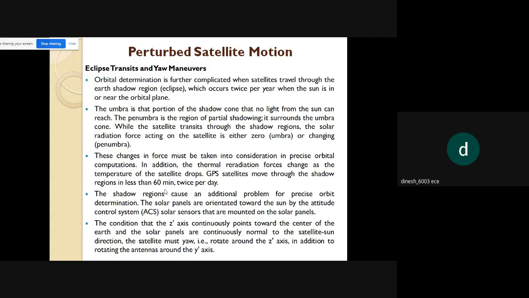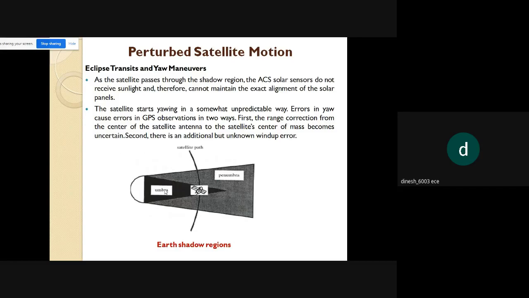The condition is that the z-axis continuously points towards the center of the earth and solar panels are continuously normal to the satellite-sun direction, that is around the z-axis, in addition to rotating the antennas around the y-axis. So as the satellite passes through the shadow region, the ACS solar sensors do not receive sunlight and therefore cannot maintain the exact alignment of solar panels. But the satellite starts moving in some unpredictable way, which may cause yaw errors.